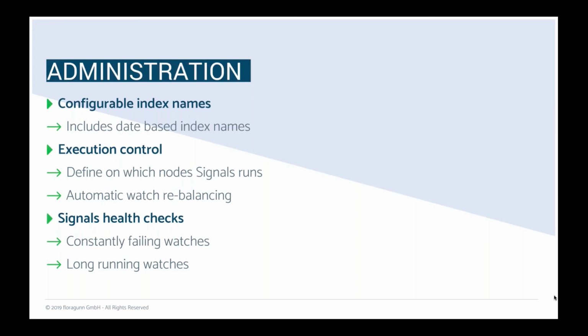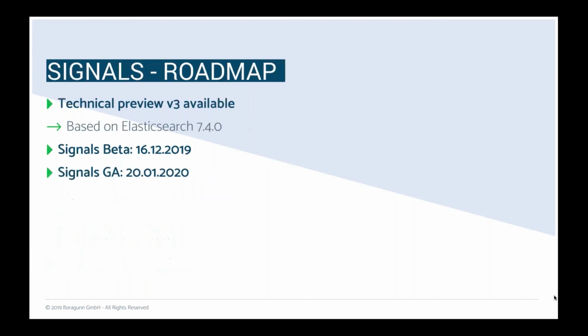And we will implement Signals health checks, which will provide an easy way to see if a watch, for example, is constantly failing because you have an error in your script, and also a way to monitor long-running watches. So, for example, you have an Elasticsearch query which is not very performant, then you can also see that very quickly and fix it.